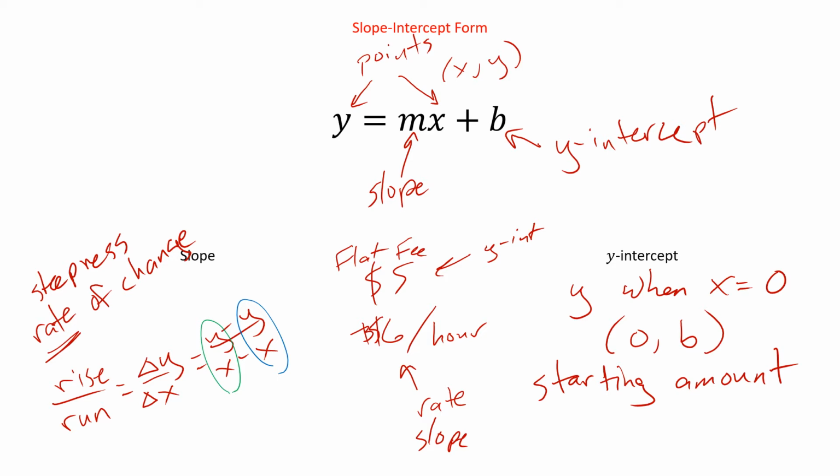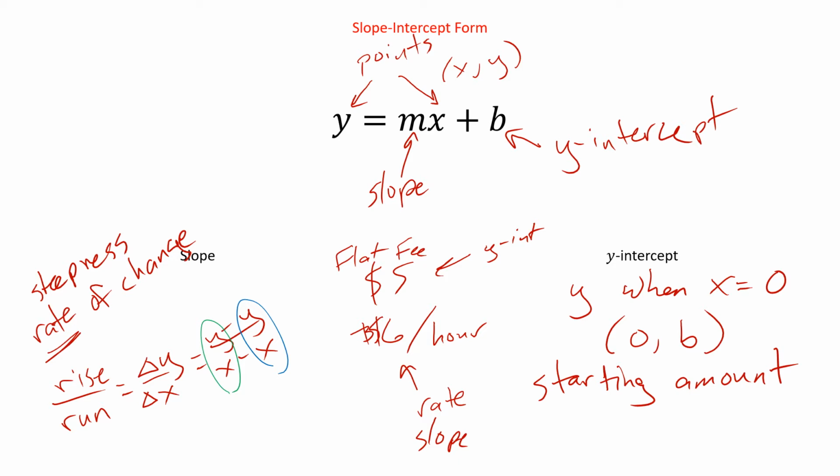Now the y-intercept, we're going to see how to find that. I mean, if you have a graph, you just look at the graph and you can see it. If you don't have a graph, we'll see how to find it. But it's generally pretty easy. The slope, though, is what we need to start with.